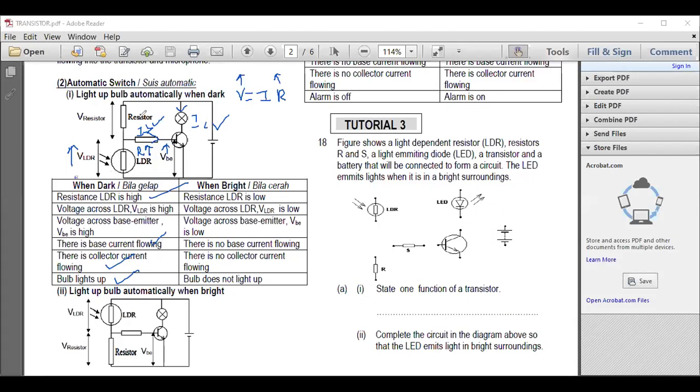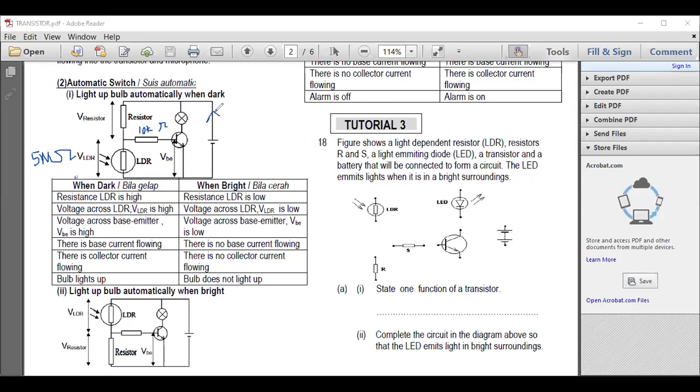Now this is one way of looking at it. Another way of looking at it is to talk about the current. When dark, the resistance of the LDR will be very high, in mega ohms. Let's put in values. Let's say the resistance is 5 mega ohm, and this resistance is 10 kilo ohm. So what happened when dark?